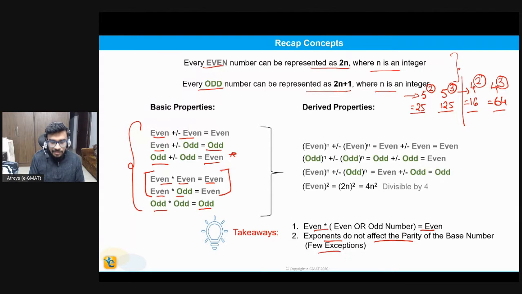Now, as I've written here, there are a few exceptions. For example, let's take the example of 4 to the power 0. Now, despite the base number being even, and the exponent being given as well, I get the value of 1, which is odd. So this is a very important exception that you have to keep in mind, and this is also something that GMAT tests us a lot. So whenever the power of an integer is equal to 0, then the value that we get is equal to 1. This does not qualify for 0 to the power 0, but for any other integers, the integer to the power 0 would always return me a value of 1.